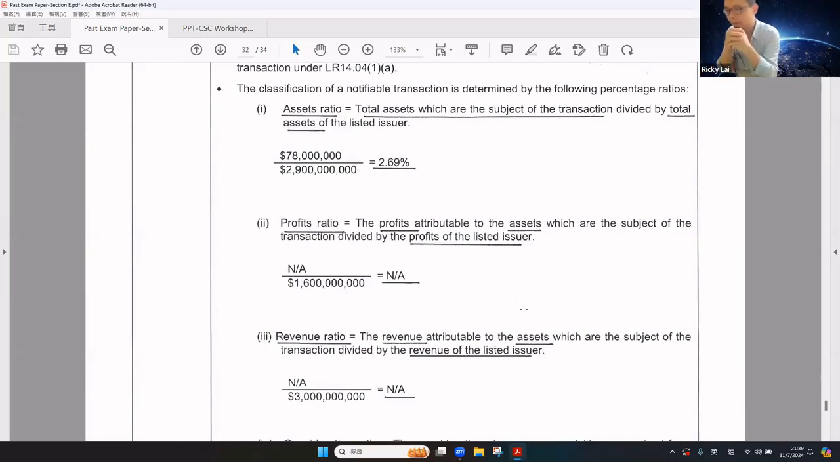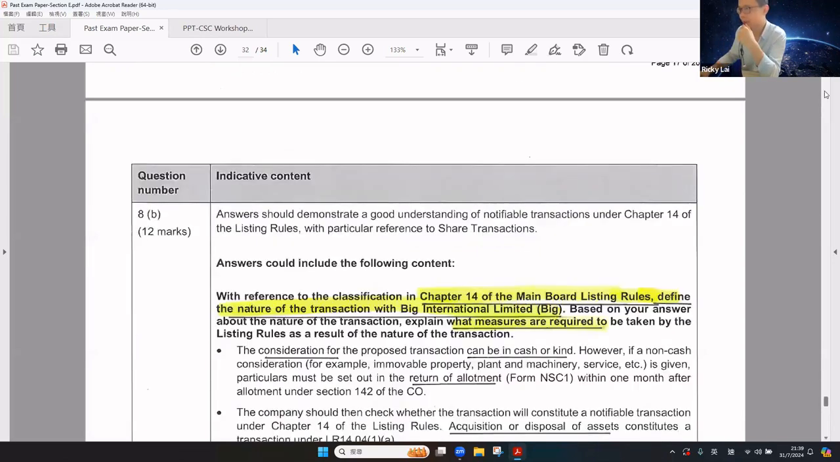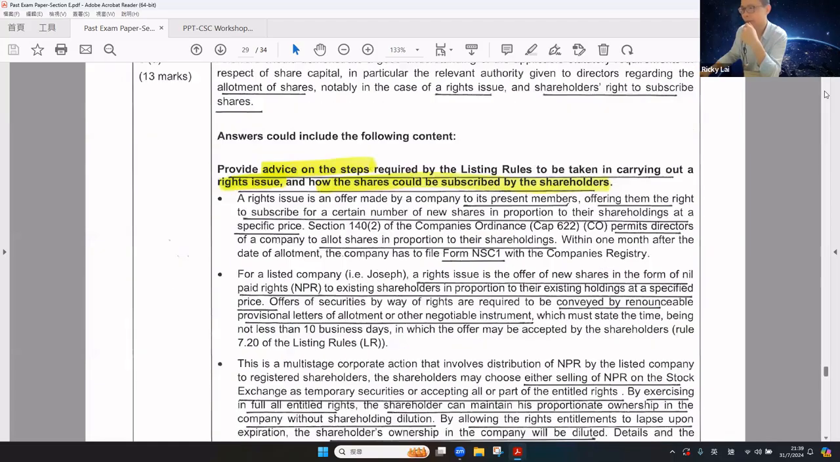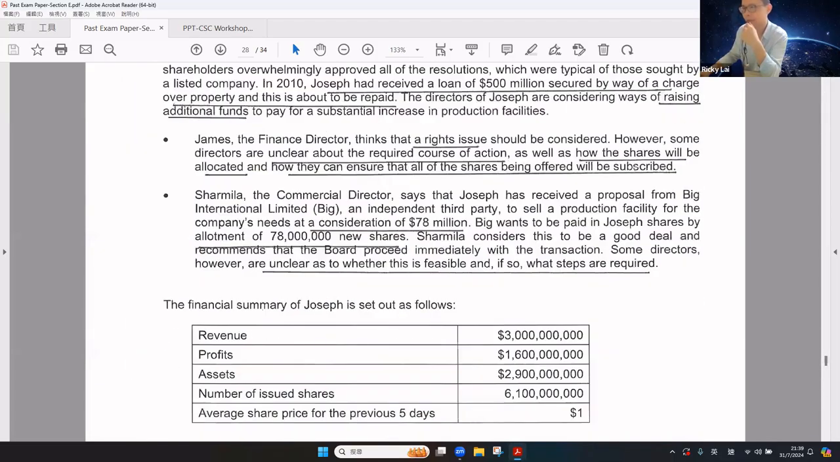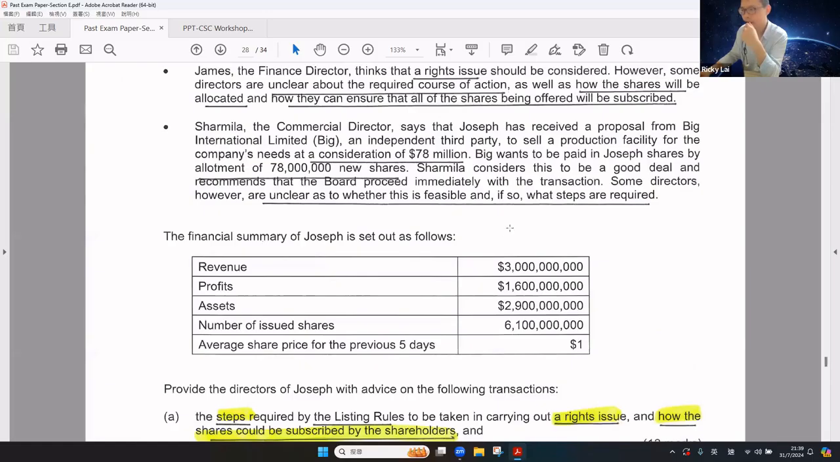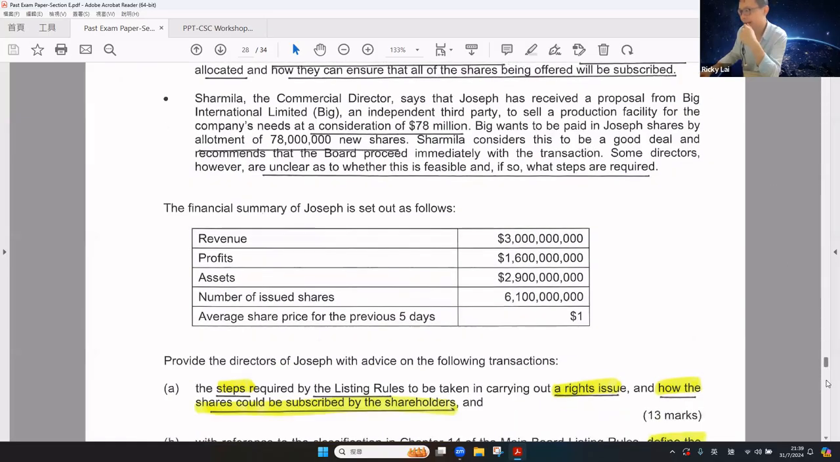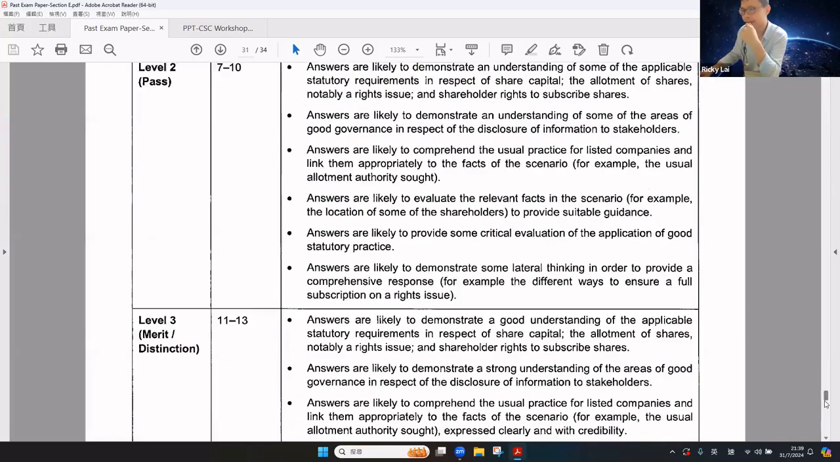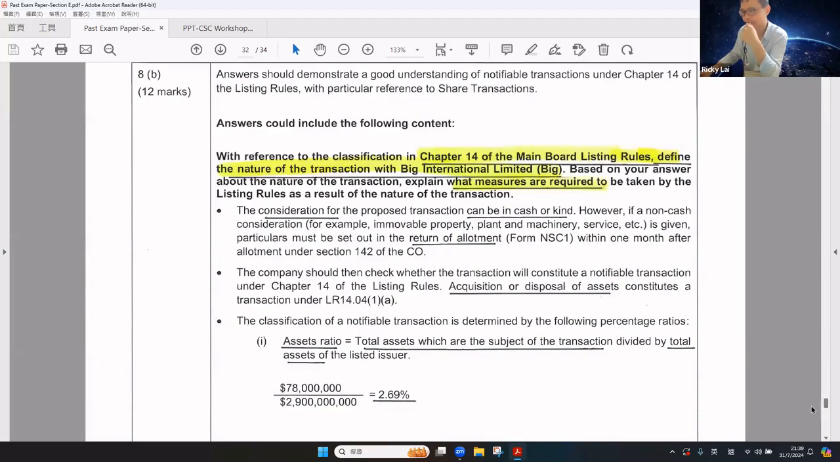How about profit ratio and revenue ratio? Since the question has no information on profit and revenue for that transaction, that's the reason why it is NA. Just because the production facility cannot generate the profit and revenue, in the size test checklist, please provide not applicable.